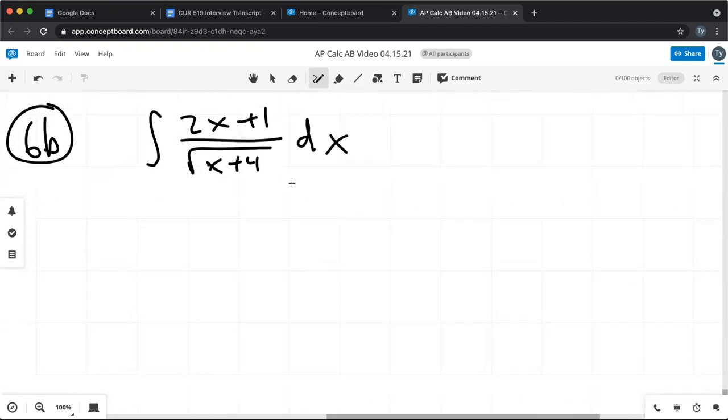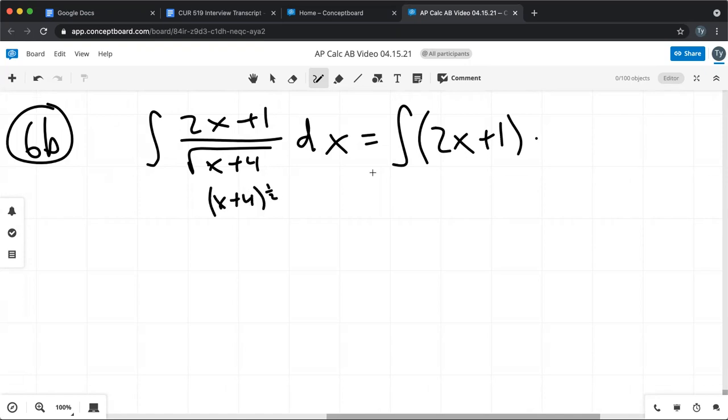So before we try U-substitution or whatever, let's rewrite this as I always do. So we keep that numerator, and then we can multiply by, well, square root means the half power. And then we move it to the numerator from the denominator, so we need to negate the power. So we are multiplying by x plus 4 to the negative 1/2.